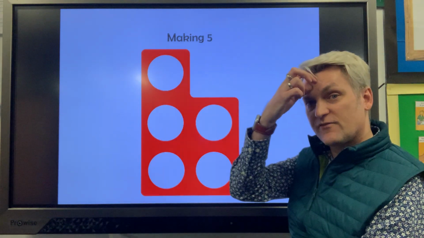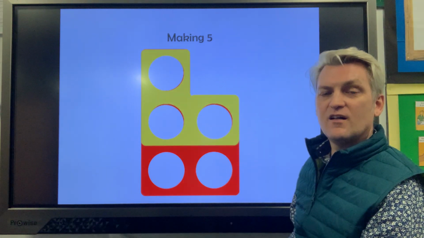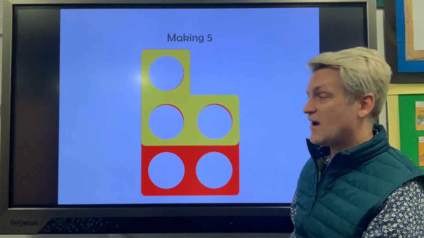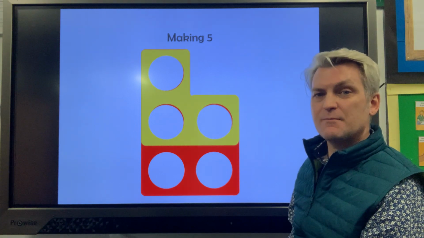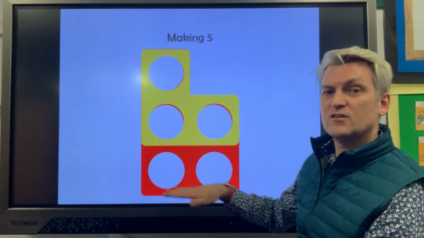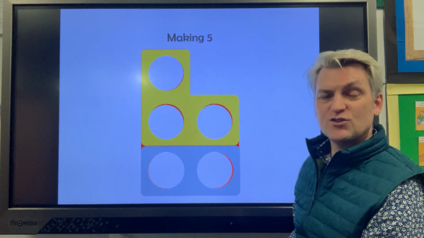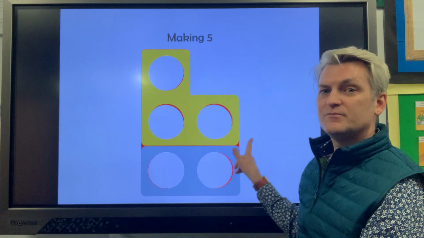And this time I've got the 5. And I'm going to start with the 3. So if I have the 3, what else do I need to make it up to 5? I've got 3 and 2. 3 and 2, that makes 5.